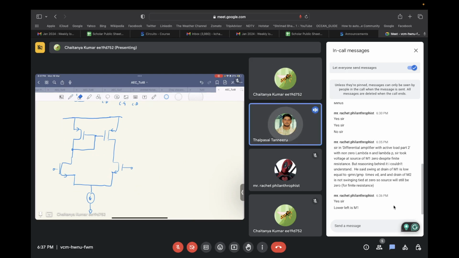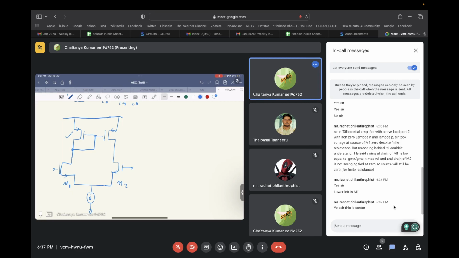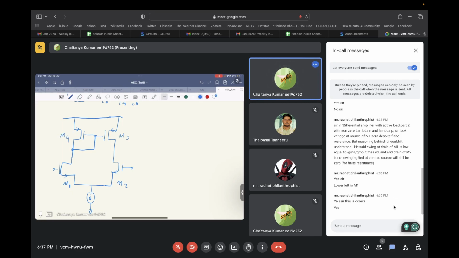Sir, it will remain in saturation only. M1 is the lower left, then is this M2? Is the PMOS M2 or the NMOS M2? Okay, this is M2, then this is M3, M4. Is the labeling correct? Okay. So, what is the doubt? That sir took the voltage at the source of M1 as 0 despite finite resistance, but the reasoning behind it, I couldn't understand.